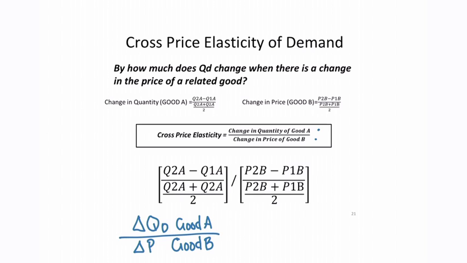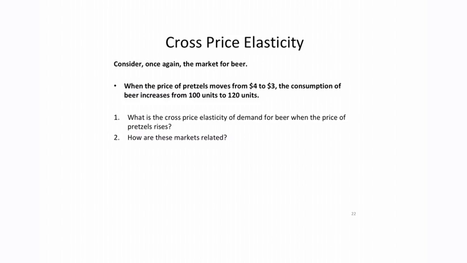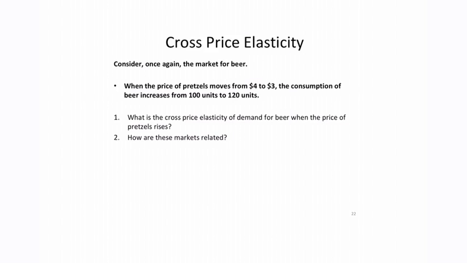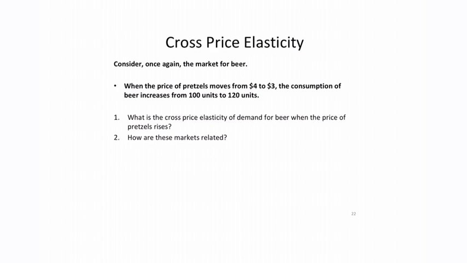Let's work through an example, so this will be a little bit clearer. Once again, here we're talking about the market for beer in general. We know that beer and pretzels are consumed simultaneously. These are complements. Many people like to eat pretzels when they drink beer. So we want to know if the price of pretzels changes, how does demand for beer change? Here we see that the price of pretzels falls from $4 to $3, and the consumption of beer rises from 100 units to 120 units.